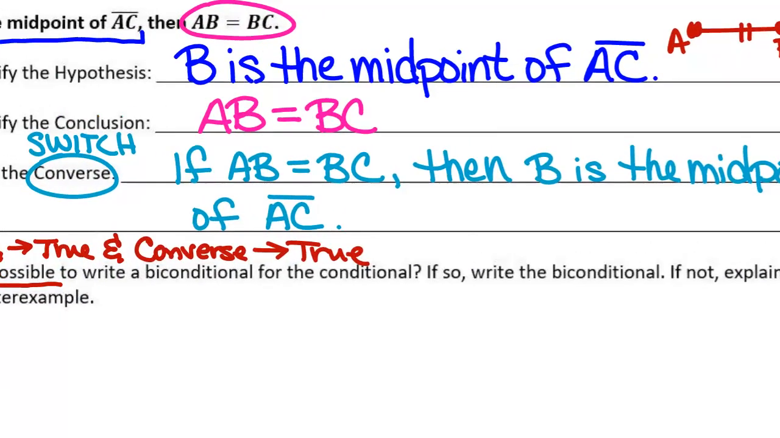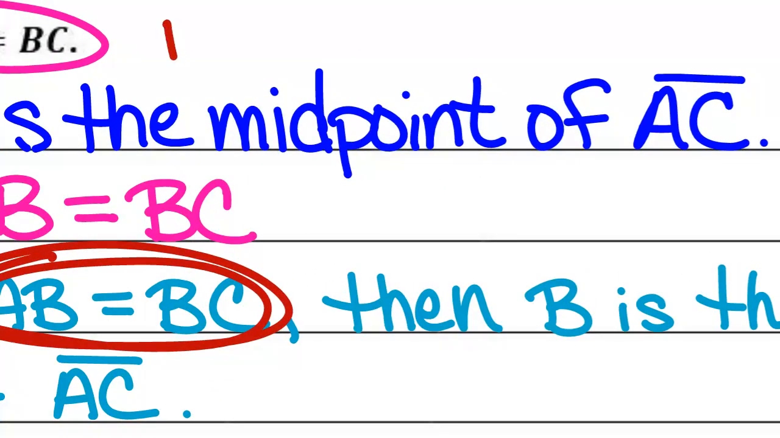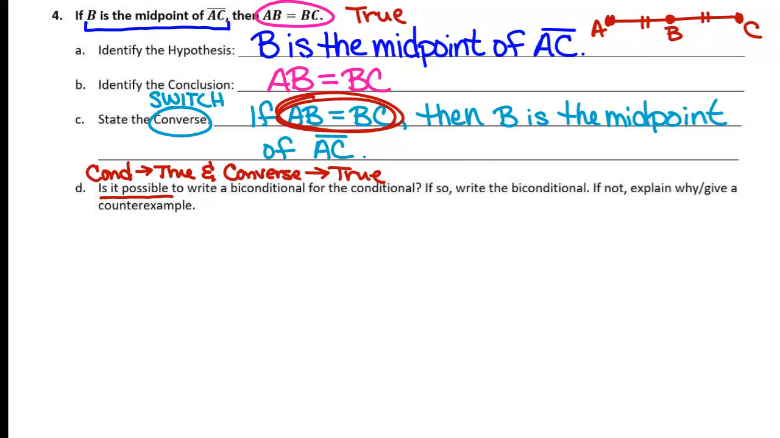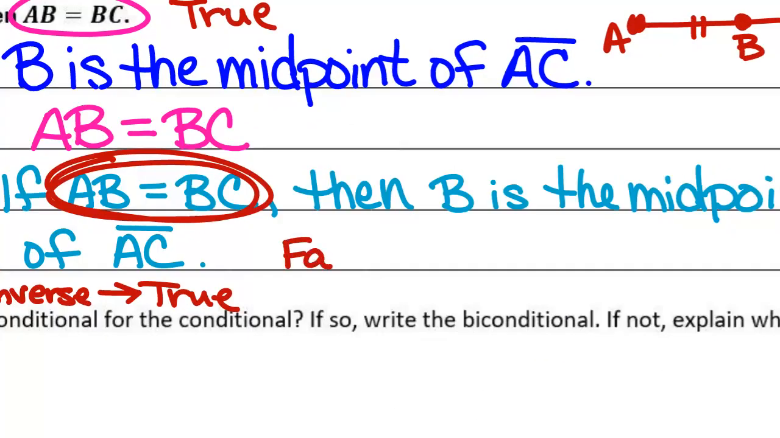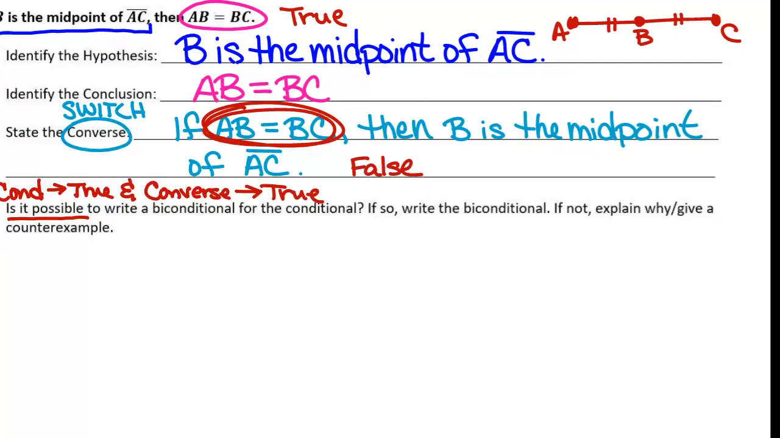The converse. Now I don't know that I have a segment AC. What I know is that AB and BC are the same size. And I'm saying here in the converse, if I have two segments that have the same size that touch at this point, then B has to be on a segment called AC and it has to be the midpoint. This is false. This one up here is true, but this statement here is false. So we are going to give a counterexample.